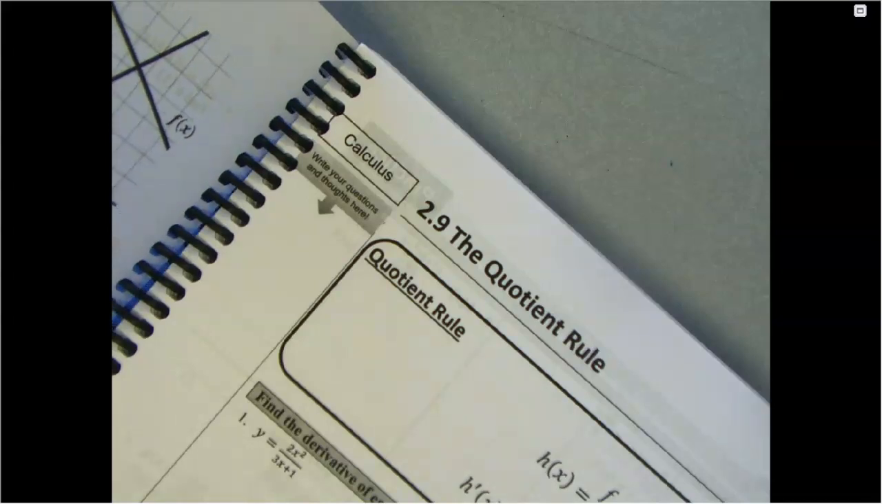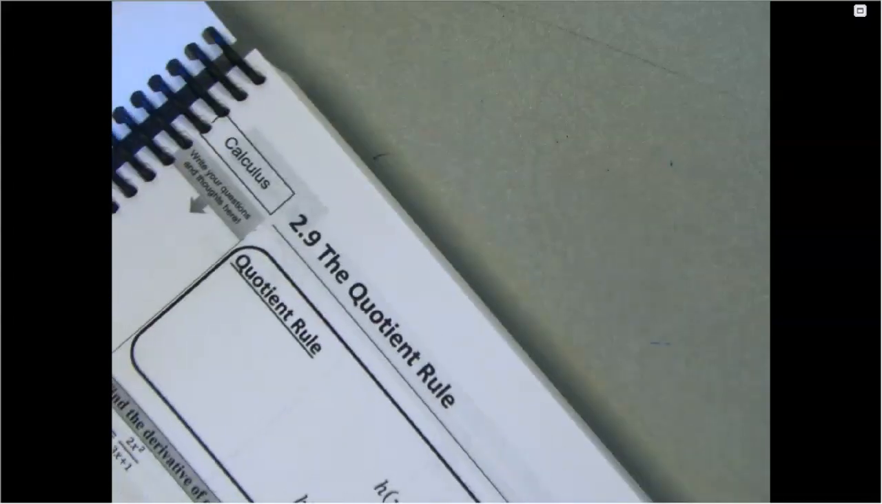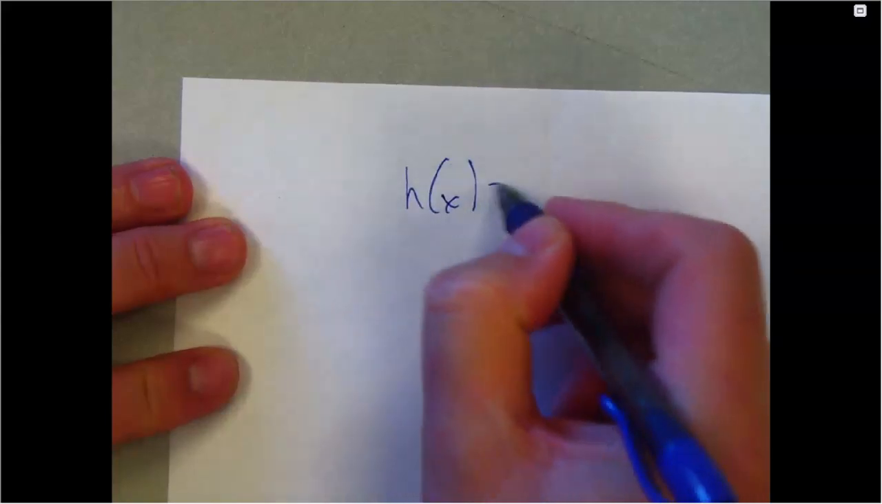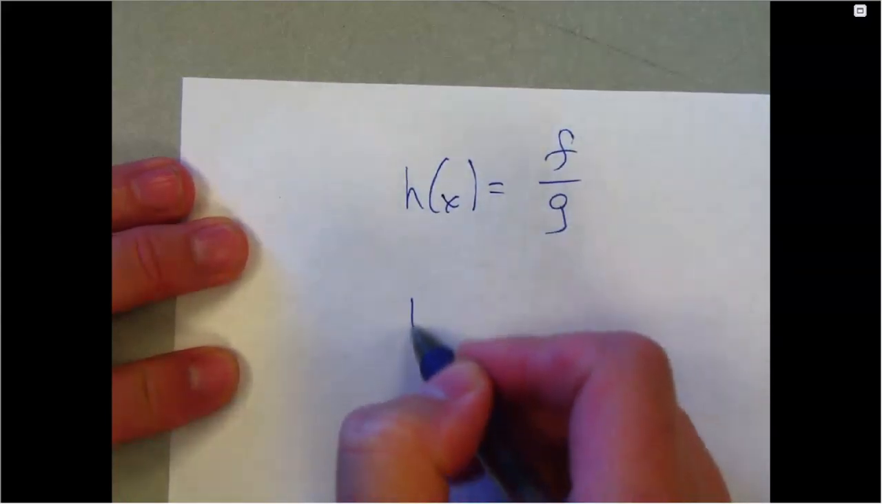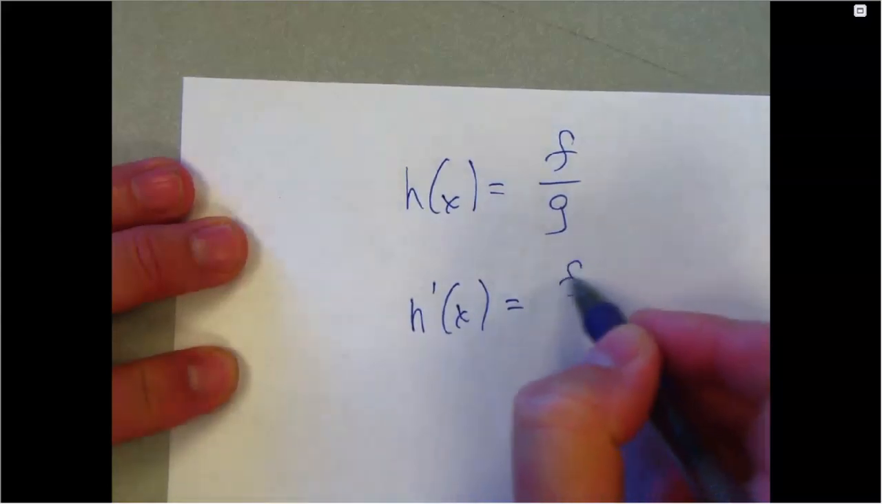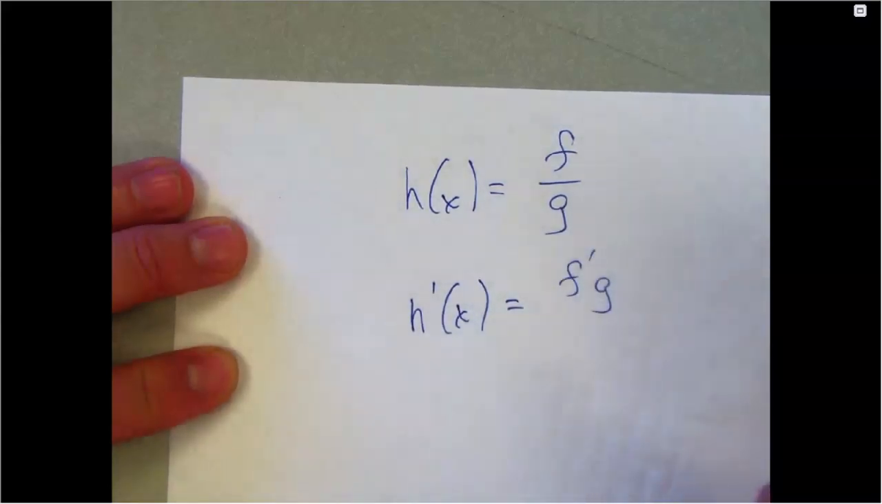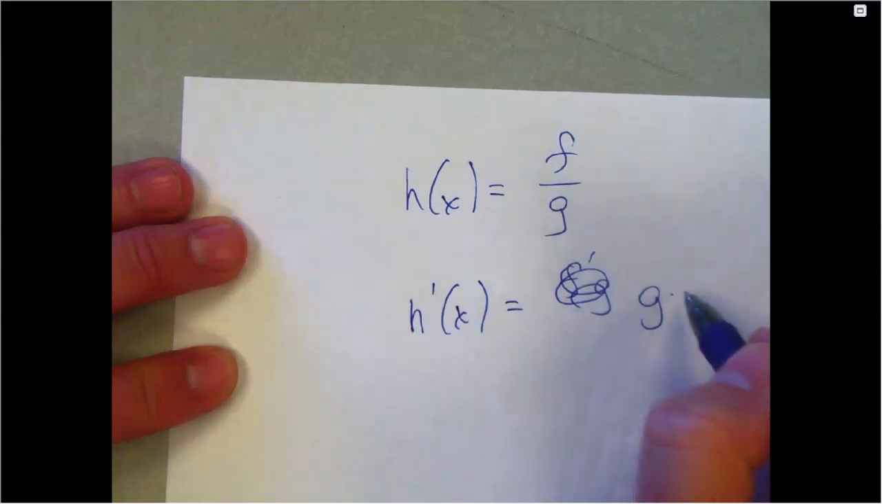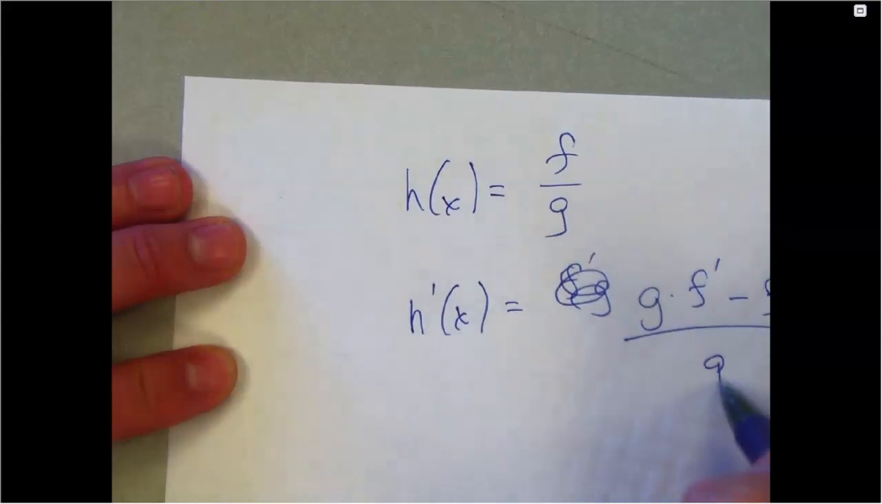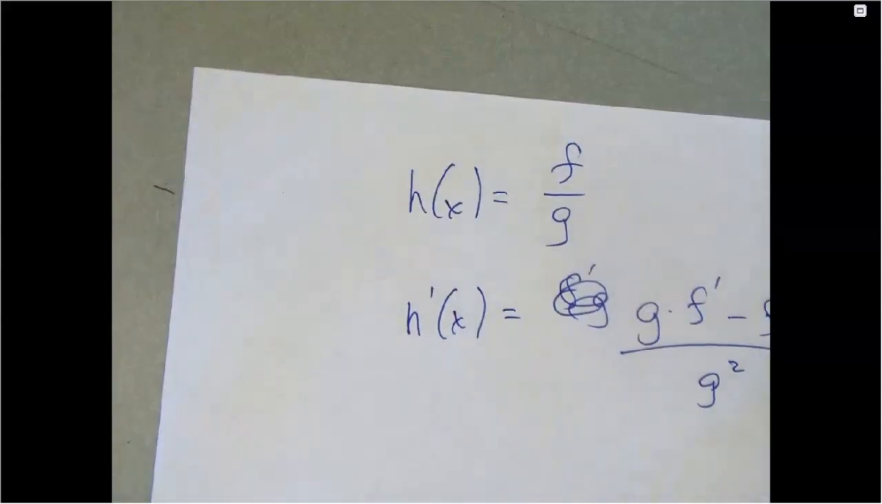Okay, so 2.9 was the quotient rule, and I wanted to show you. I saw Mahaney taught it. I think she showed you dividing f over g. Did she teach you as f prime times g? So she taught you as, good. That's what I want.